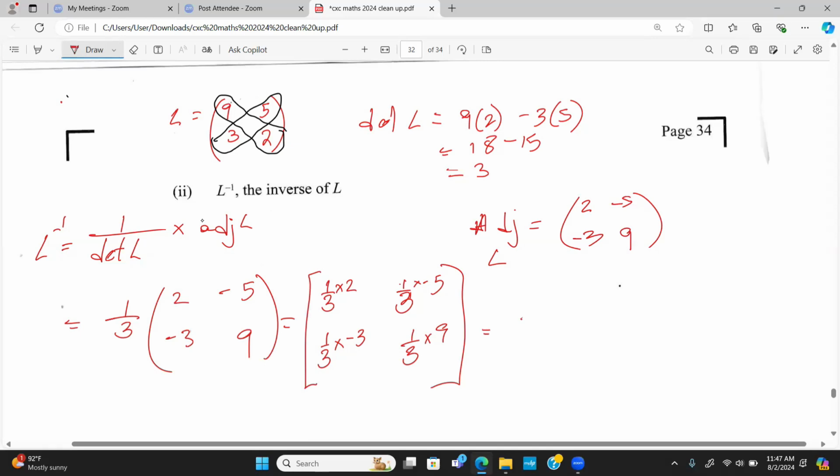We're looking at 2 over 3, negative 5 over 3. We could cancel the 3 here, so it's going to be a negative 1 here. And we could cancel 3 into that 3, we get 3 here. So this is our inverse: 2/3, minus 5/3, negative 1, 3. There we go.